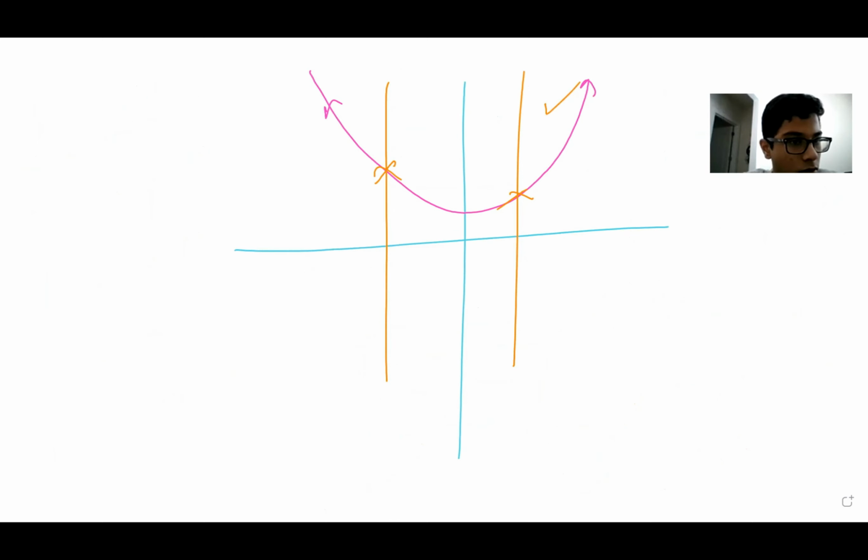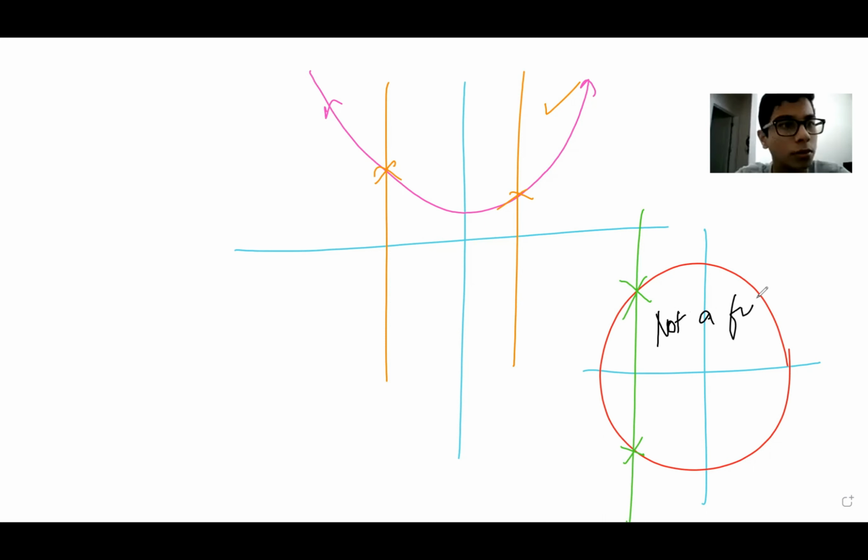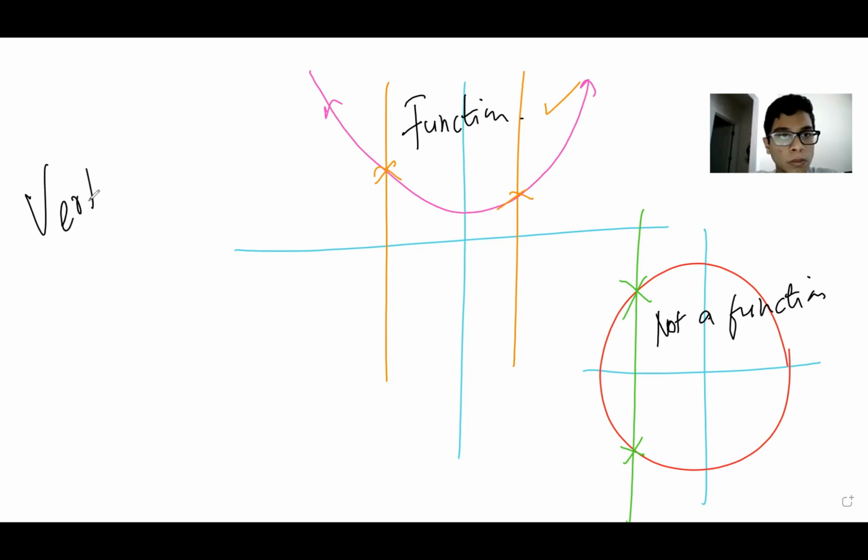On the other hand, if I have a circle, for example, so let me draw another case here. If I draw a circle, in that case, if I have a vertical line, it crosses at 2 points, right? So this is not a function, right? How did we test? We tested with the help of vertical line test.